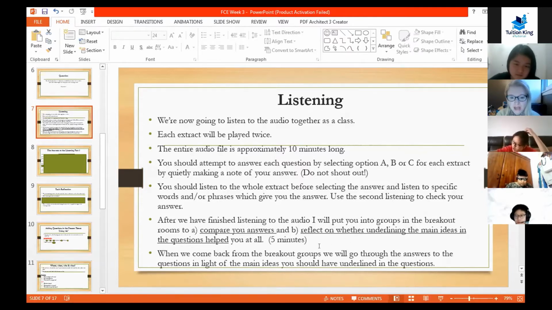After we have finished listening to the audio, I will put you into breakout rooms to compare your answers before we actually go through what the answers are. This is a time for you to discuss with each other in larger groups rather than in pairs. As well as comparing your answers, I want you to reflect on whether or not underlining the main ideas was helpful. Then when we come back from the breakout groups, we will go through all of the answers.